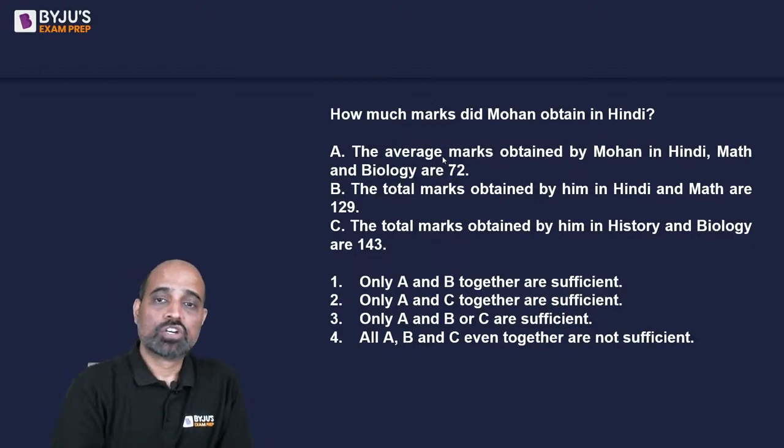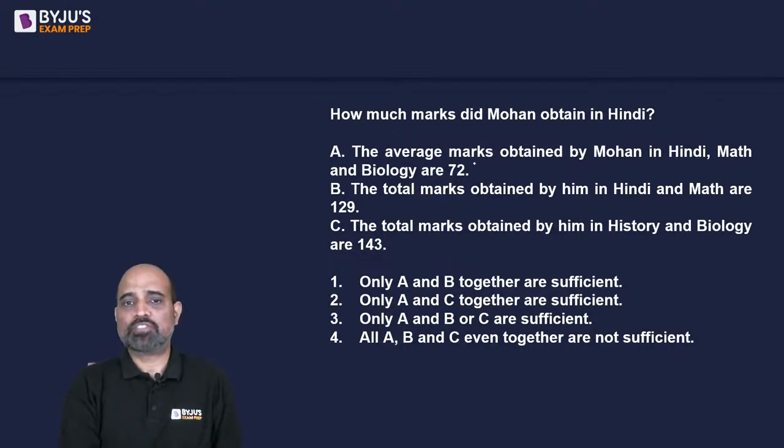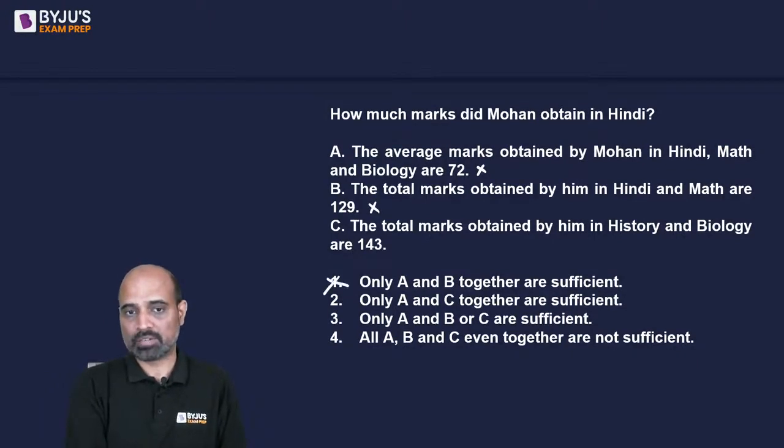Okay? So how many marks did Mohan obtain in Hindi? So can we answer this question or not? The average marks obtained by Mohan in Hindi, Math and Biology are 72. So how much did he obtain in Hindi? Of course, we won't be able to answer using this. The total marks obtained by him in Hindi and Math are 129. So if I know Hindi, Math and Bio, and if I know Hindi and Math, I will be able to calculate for Bio. I can still not calculate for Hindi. So B alone doesn't work, and A and B together also don't work.